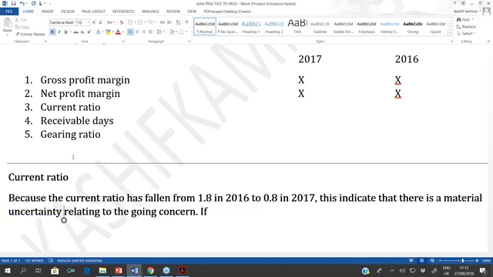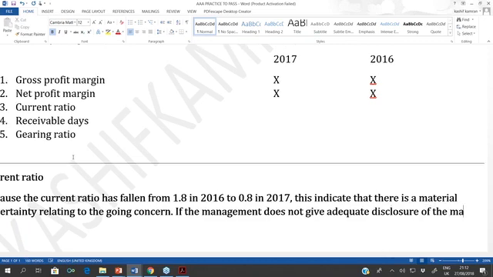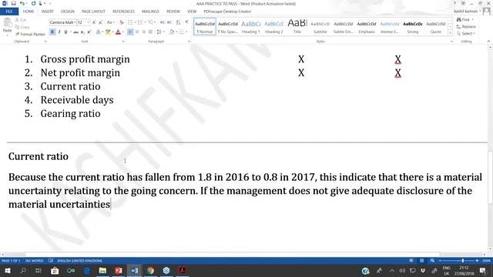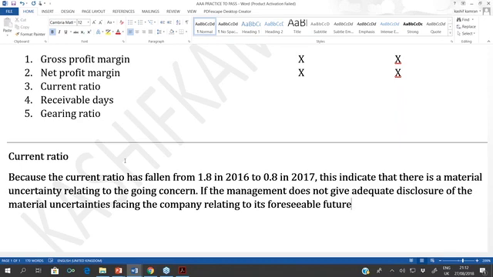If the management does not give adequate disclosures of material uncertainties facing the company related to its foreseeable future, the financial statements could be materially misstated.